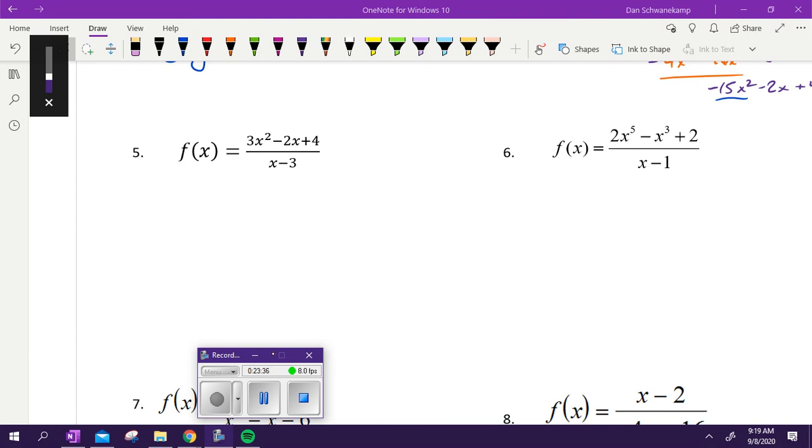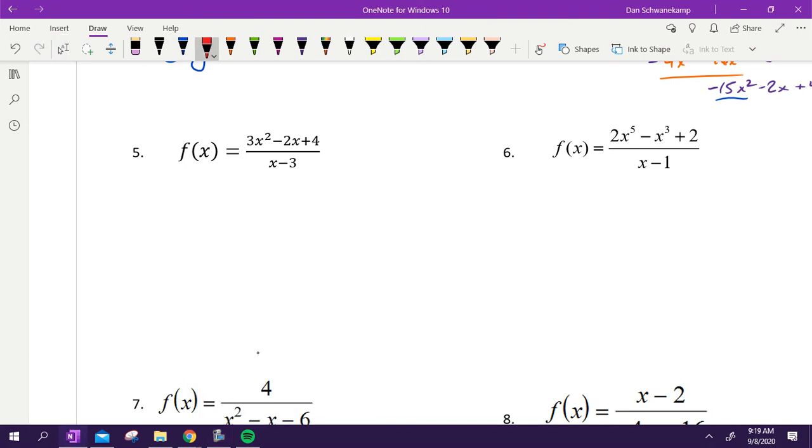On number 5, Ella, how'd you find vertical asymptotes? Good. Vertical asymptote at x is equal to 3. Then Aaron Cardinal, what's the degree on top? 2. What's the degree on bottom? 1. So what kind of asymptote am I going to have here? Oblique asymptote. It is 1 greater on top. So again, I'm going to have an oblique asymptote on this one.